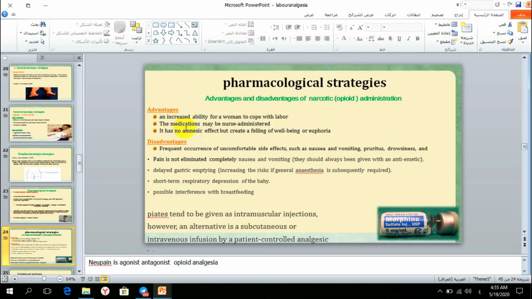النون ناركوتيك انالجيسيك اللي هي الاوبيويد. هسه هاي الفارماكولوجيكال ستراتيجيز act by decreased sensation of pain, used for their analgesic effect. All drugs in this category cause CNS depression, respiratory depression. ناركوتيك انالجيسيك include اللي هي البيثيدين والفنتانيل والريميفنتانيل والمورفين والترامادول. هذول كلهم هم ناركوتيك انالجيسيك.